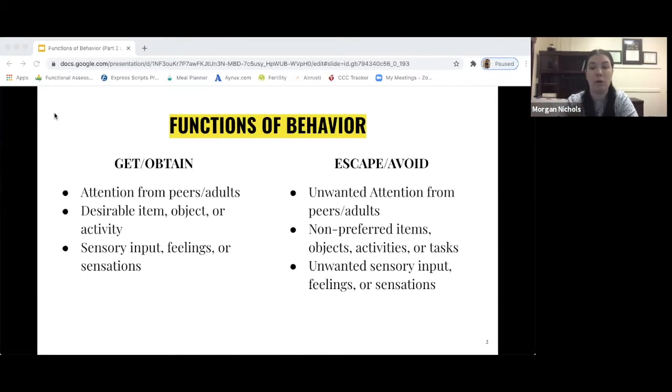or they're trying to escape or avoid something. They're trying to escape or avoid unwanted attention, or maybe get away from a non-preferred item or activity. Have y'all ever had problems getting your kid to do homework? They're trying to avoid that activity, right? Or they're trying to avoid or escape an unwanted sensory input or feeling. That's exactly what happens when we have an itch and we need to scratch it. We're trying to escape that itching feeling. We don't like it. We want it to stop, right? So those are generally the functions of behavior.